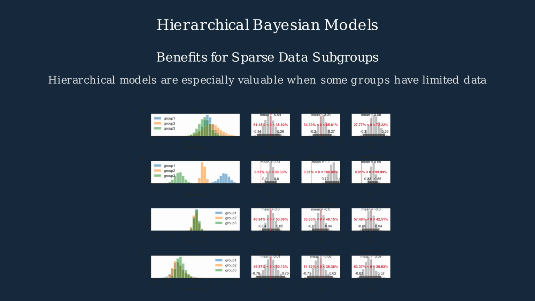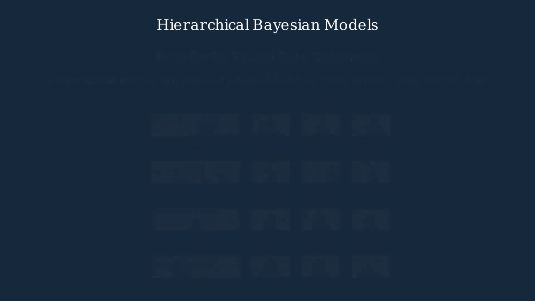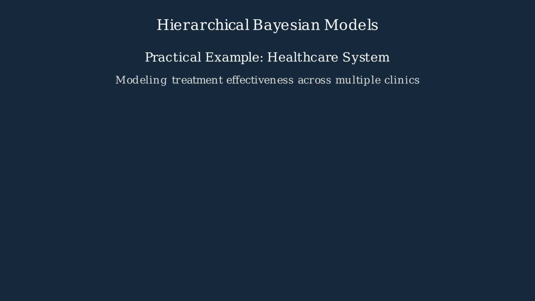These histograms demonstrate how a hierarchical model distributes parameters across different groups. Each panel shows the distribution of parameters for different groups and their differences, allowing us to quantify the shared information. Let's consider a practical example of a healthcare system with multiple clinics.